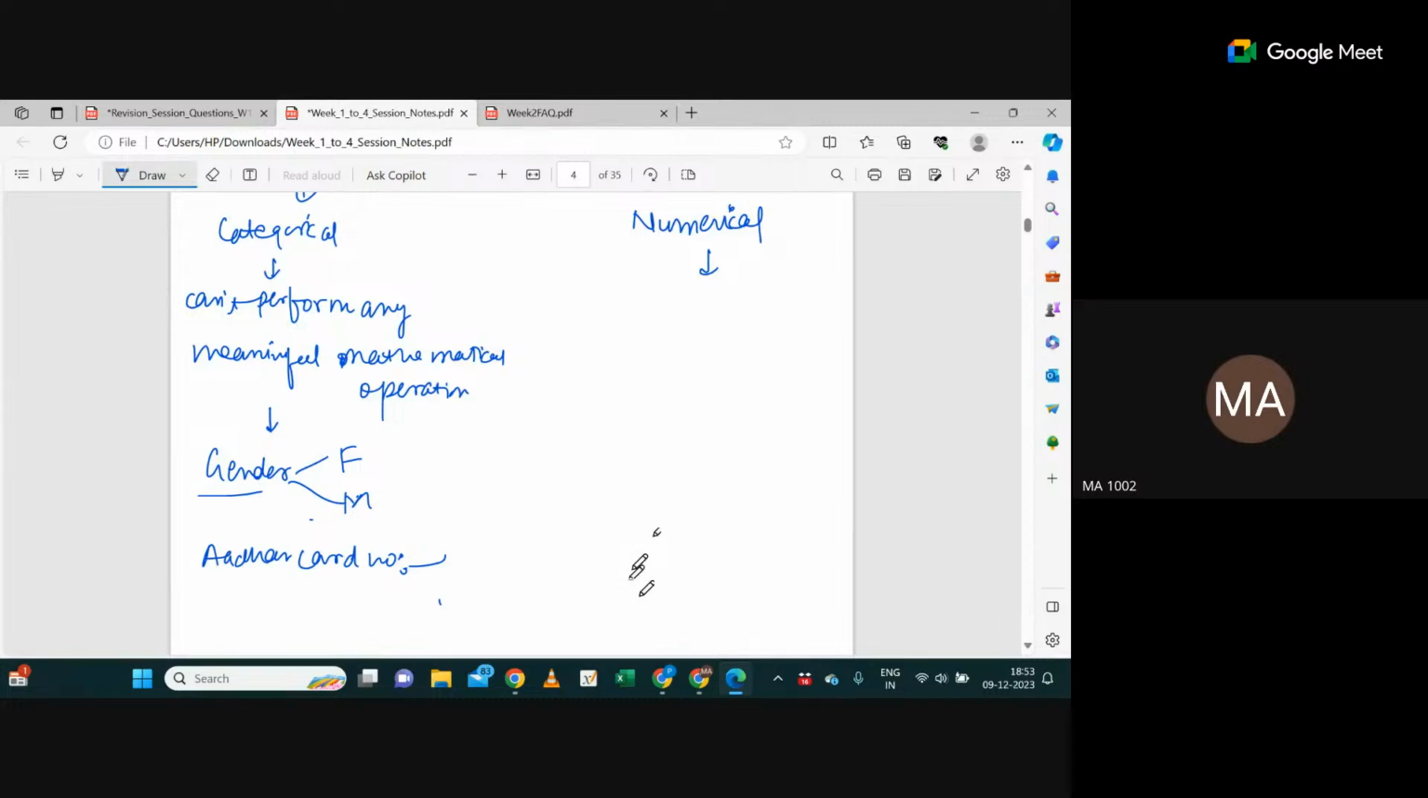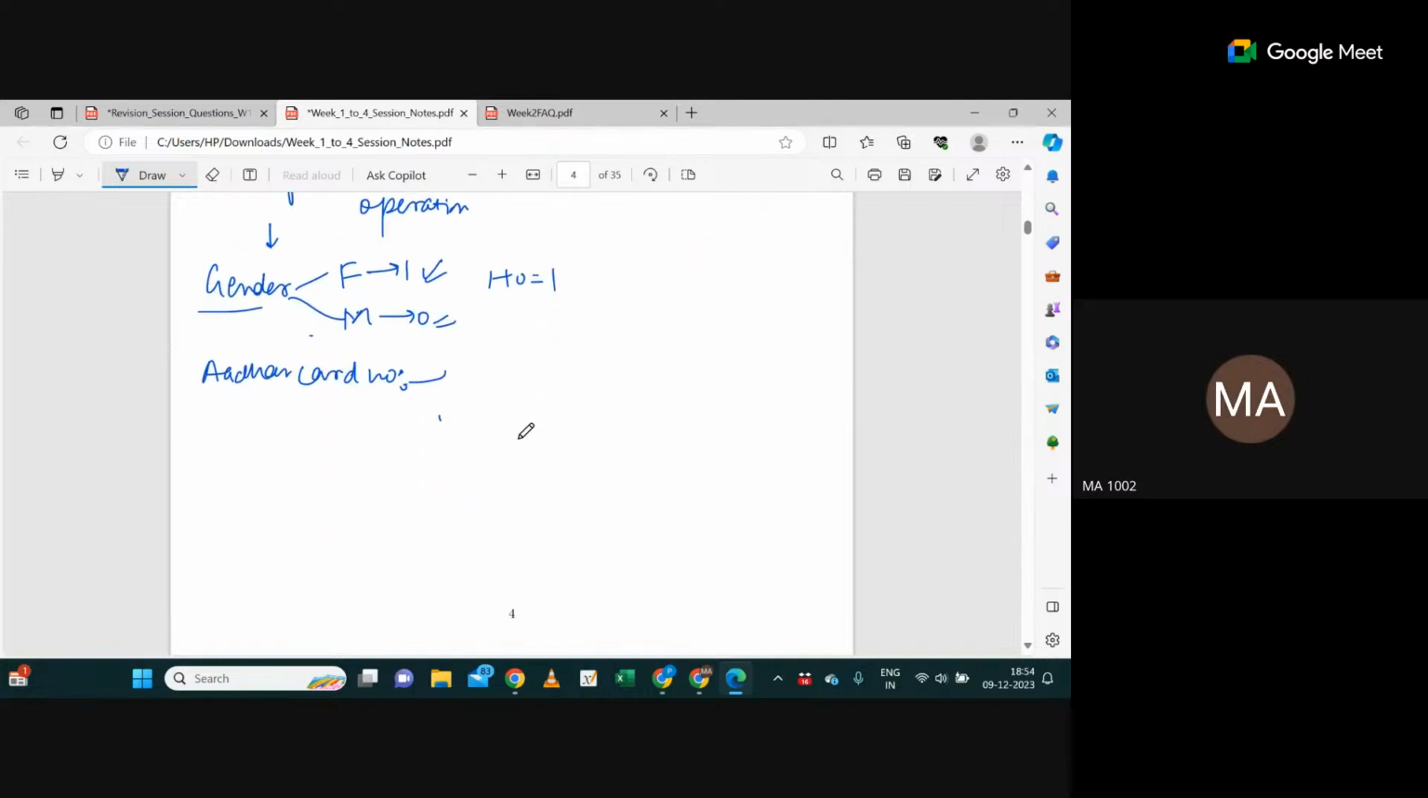Those numbers are used just for labeling. For example, suppose I have labeled female as 1, male as 0. Even though these are numbers, you can't say 1 plus 0 equals 1 here. Yes or no? So data on which I'm not able to perform any meaningful mathematical operation will be considered categorical data.